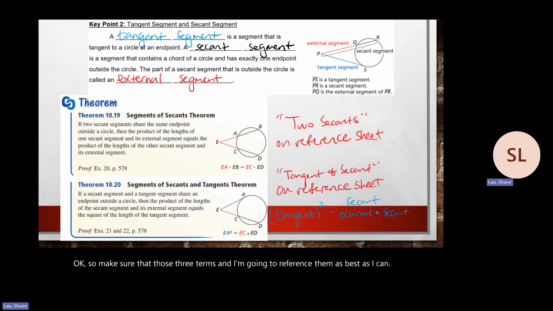And then we have a couple theorems. Theorem 10.19, I think this is definitely the most amount of theorems we've had in any of our units. So theorem 10.19 is here.